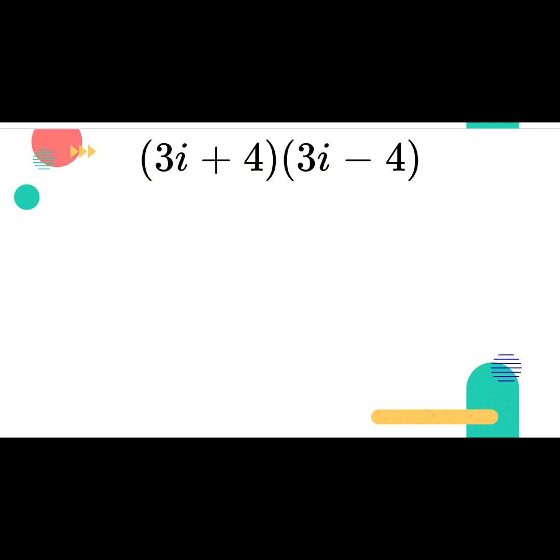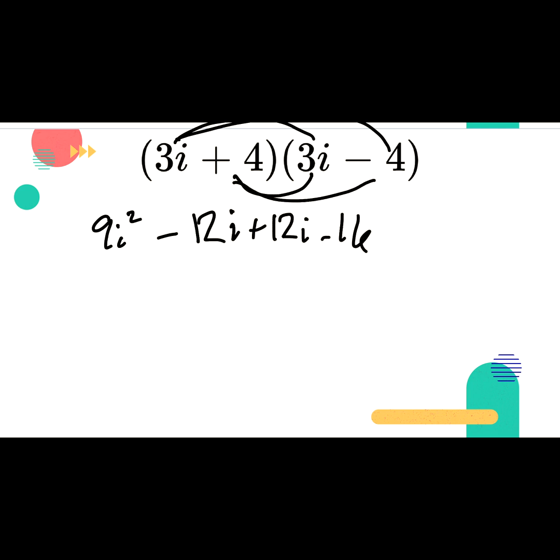Let's throw back to imaginary numbers. And let's see what happens when we FOIL this. 9i squared, minus 12i plus 12i minus 16. Now, what's going to happen to these middle terms? They're going to be gone.